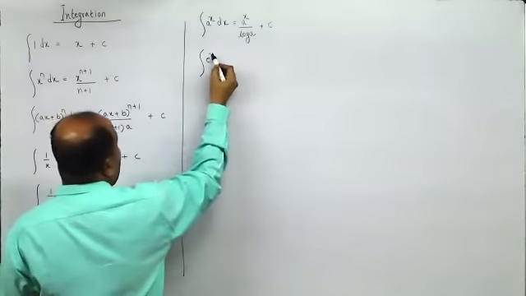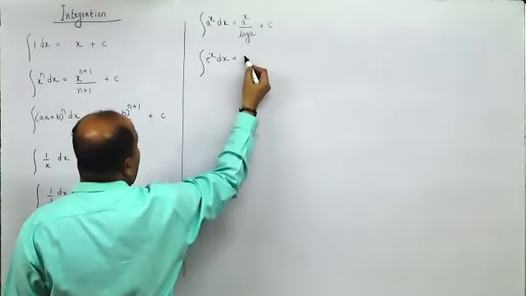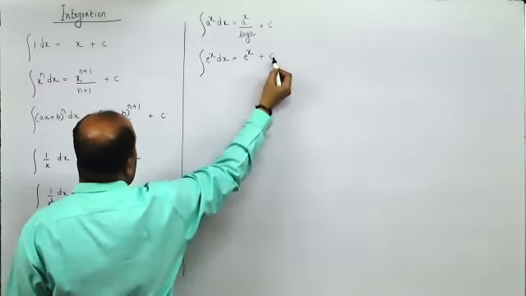Similarly, integration of e raised to x would be e raised to x upon log e, but log e is 1. So therefore, it is e raised to x plus c.